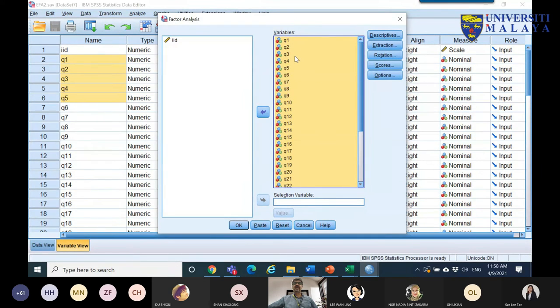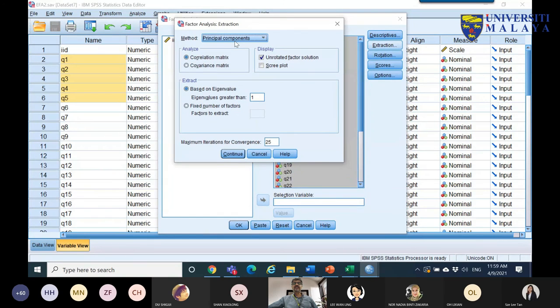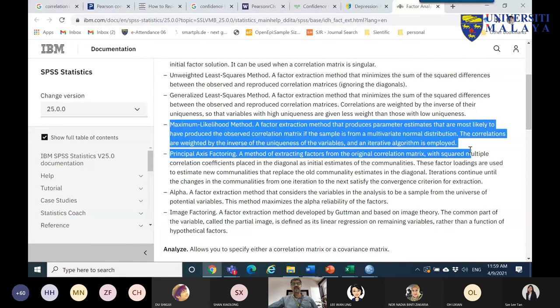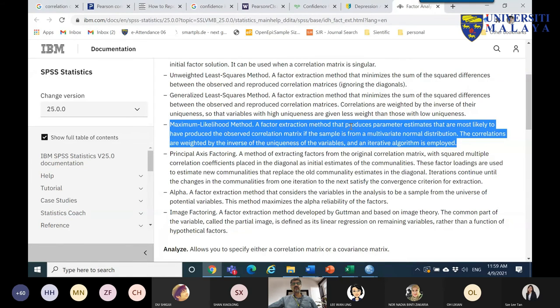What I need to do after we select the items: can you see here the extraction? Extraction is the method of finding the components. There are several techniques for extraction. Principal component analysis is one of the commonly used techniques. We have unweighted and generalized least squares, maximum likelihood, principal axis factoring, and alpha factoring. For example, maximum likelihood is based on the observed correlation matrix from multivariate normal distribution data. Then principal axis factoring.